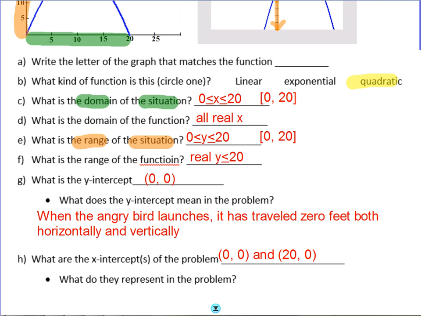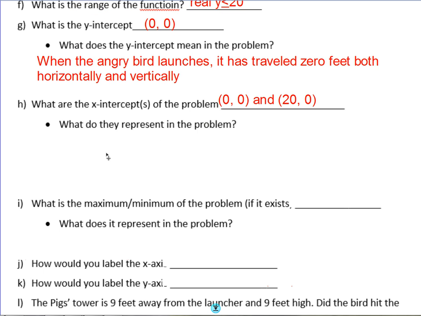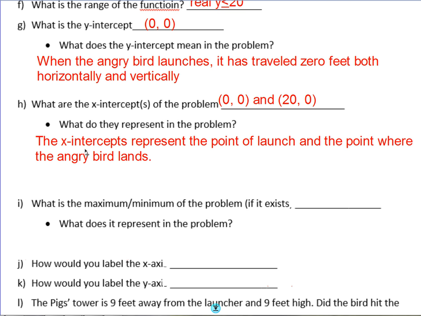Well, the problem has two x-intercepts. It has one up here at the launch and another over here, and this represents where the angry bird landed. So when the angry bird launches, it has traveled 0. Reading the wrong one. Down further. What do they represent? The x-intercepts represent the point of launch and the point where the angry bird lands.